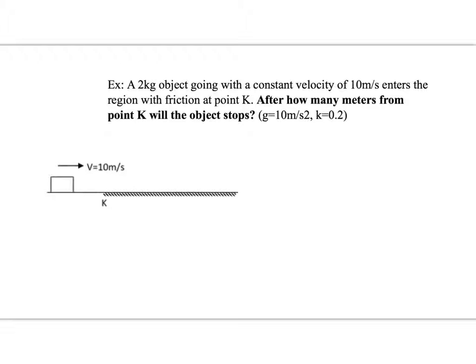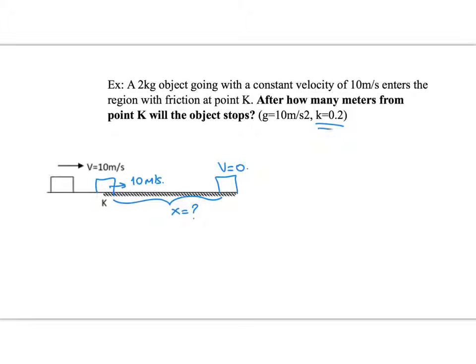A 2 kilogram object going with a constant velocity of 10 meters per second enters a region with friction at point K. Here it enters the region with a velocity of 10 meters per second. How many meters from the point K will the object stop? Let's say that it will stop here, so it has zero velocity, and this distance is asked.